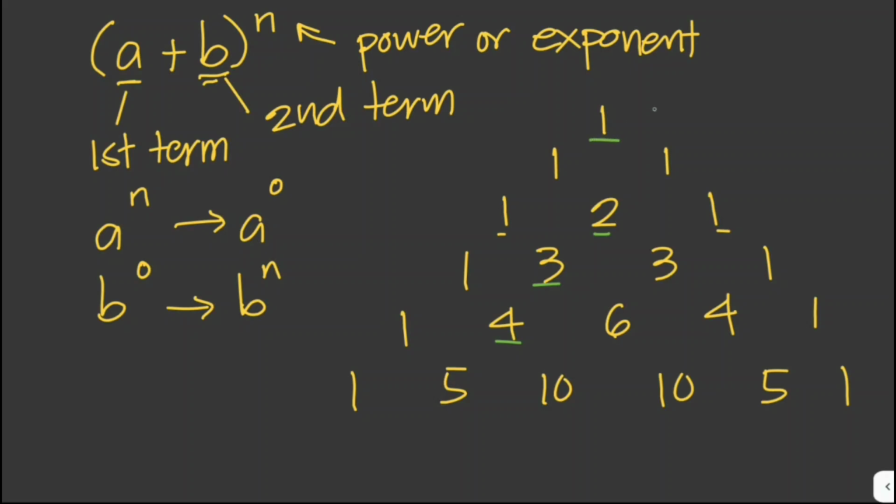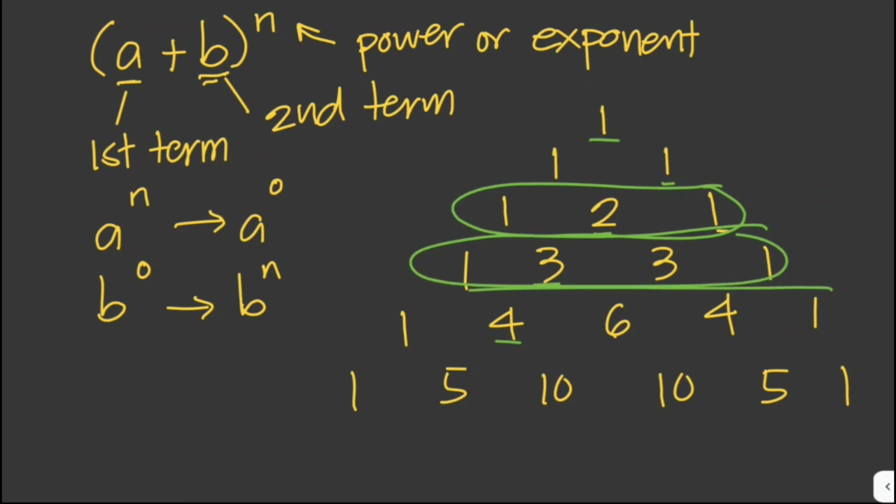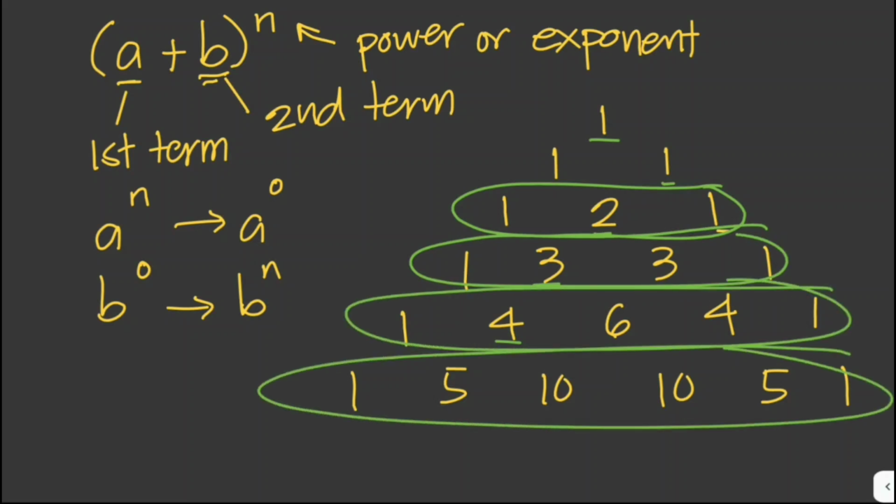Also, the second number in each of the rows determines the exponent of the binomial given. In the first row, there's nothing here, this is 0. In the second row, the second number is 1, so the exponent is 1. In the third row, the second number is 2, so these are the coefficients for a binomial expression raised to the power of 2. This one is for cube, this one is for the fourth, and this one is for the fifth, and so on. So let's try solving some binomial expressions.